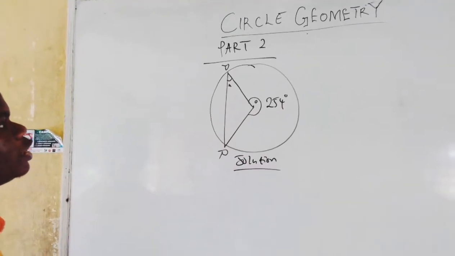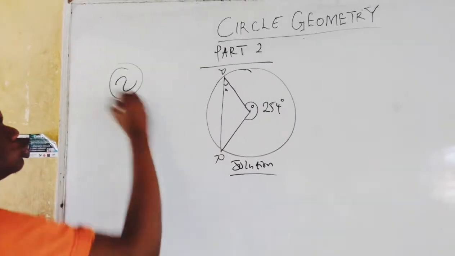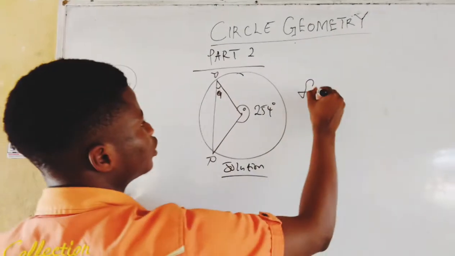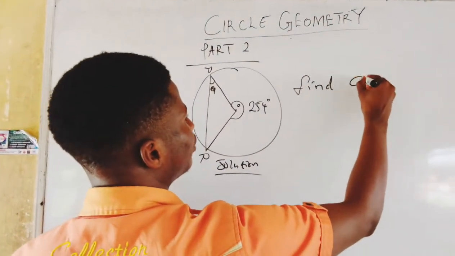So this is the second part. This is question 2. This is A, P. So this is the angle. We want to find angle A.